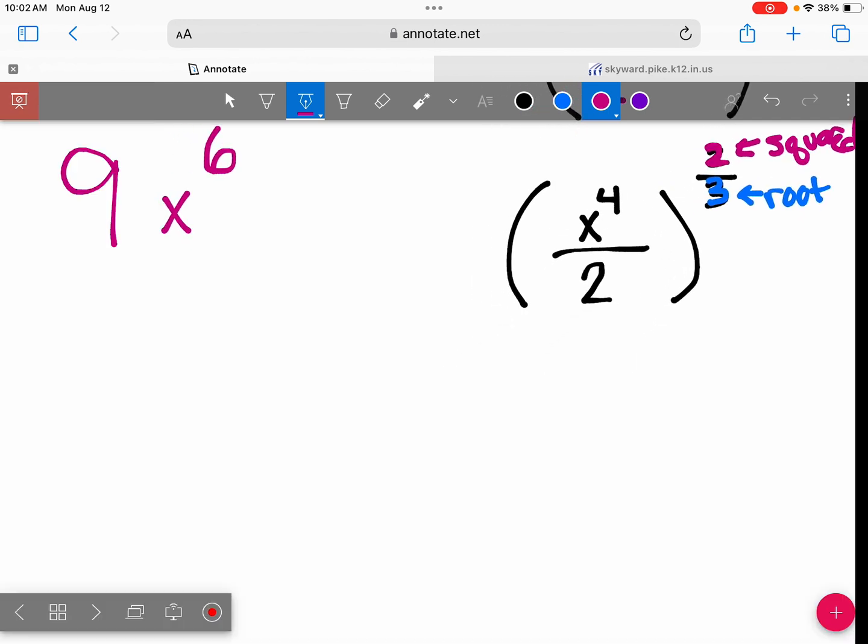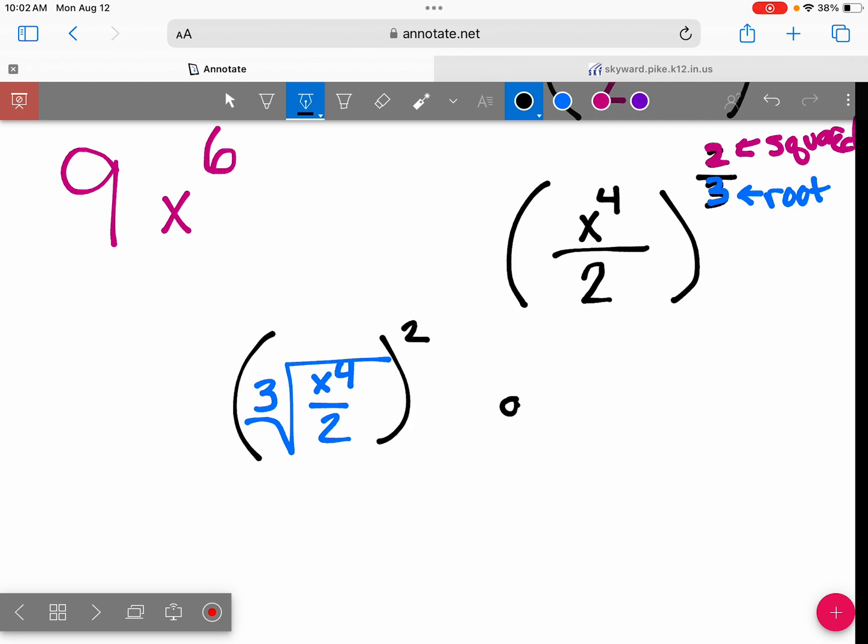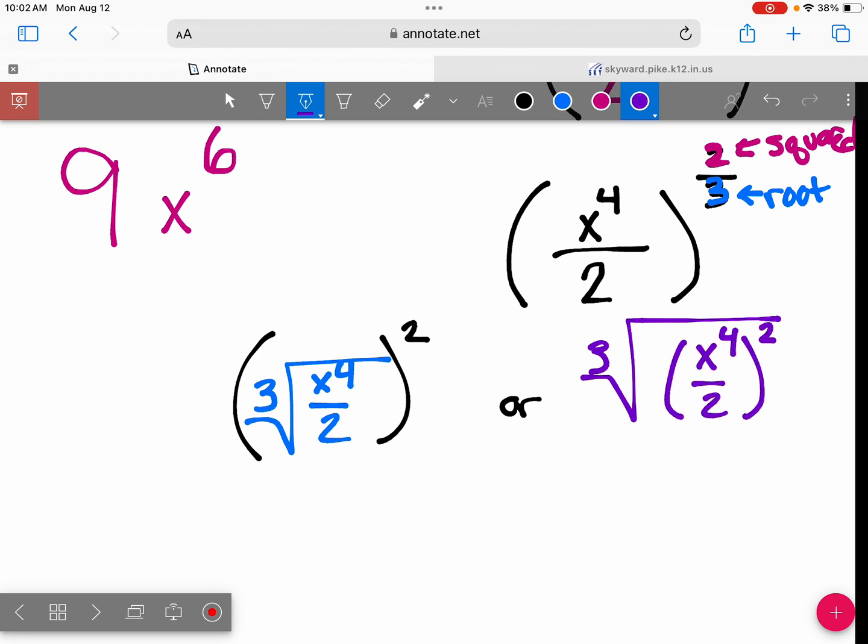So again, we have a couple of options for order to go through. You could do our cube root of x to the 4th over 2, and then, blue pen, thank you, square it. Or we could do our cube root of this whole thing, the x to the 4th over 2 squared. Either way is fine. One may be slightly easier than the other.